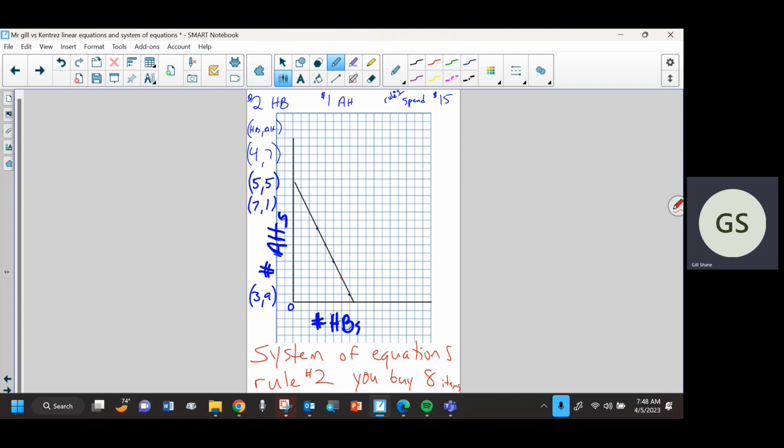Now you can tell me exactly what I want. Because we now have two equations and two variables that we can solve. So I want you to tell me which one or what do we buy. You can tell me exactly now. Because of that second rule. Only one of those values on that line will total 8 items. We'll prove that in a second.